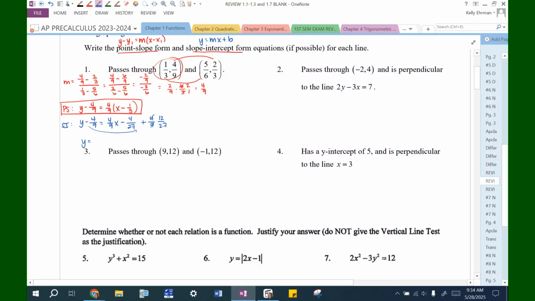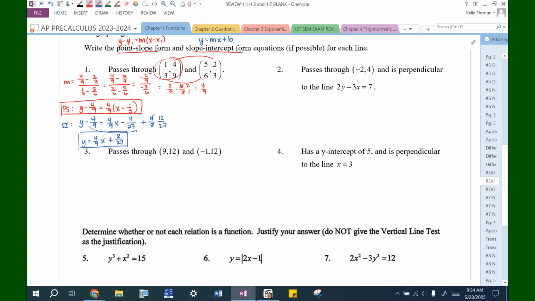So it's y equals 4/9 x. And then what's negative 4/27 plus 12/27? That's positive 8/27, which does not reduce because the factors of 8 are 2, 4, 1, and 8. None of those go into 27.